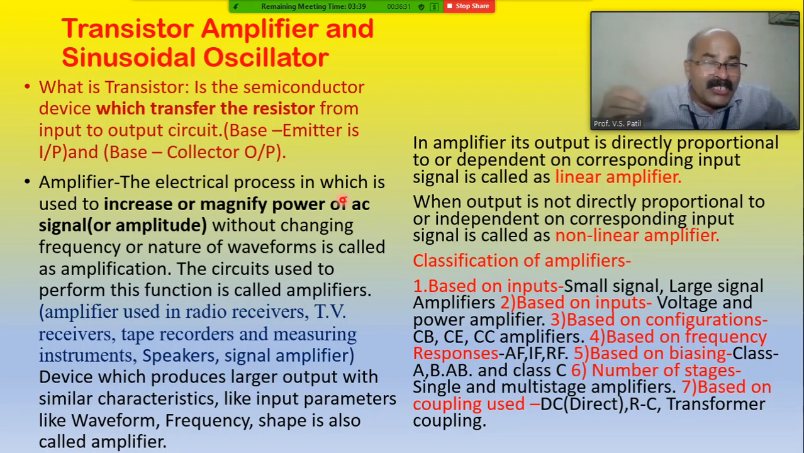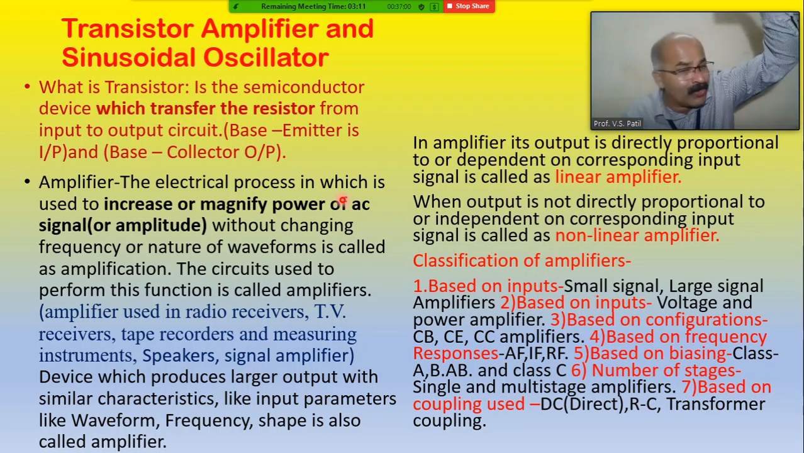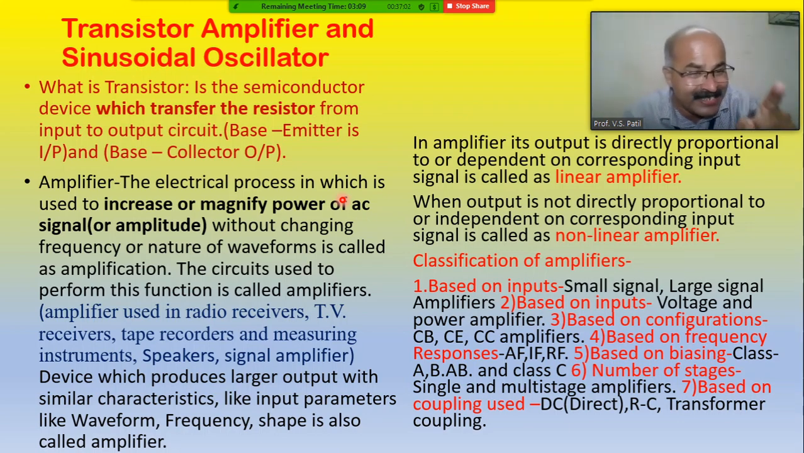Means transistor can make the process of the transferring of the resistors from input circuit to output circuit, that is from the emitter base junction to base collector junction. An amplifier is the electrical circuit which can faithfully amplify the electrical signal. Means it only magnifies the amplitude, does not change the waveform and frequency.